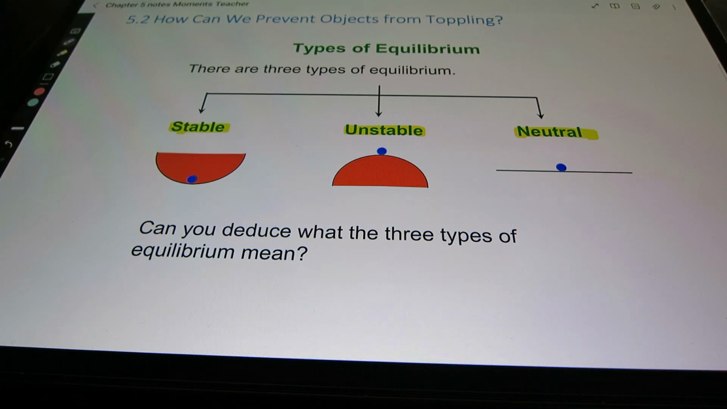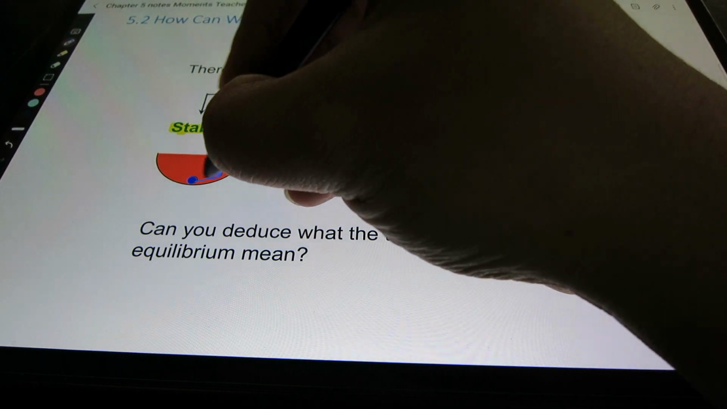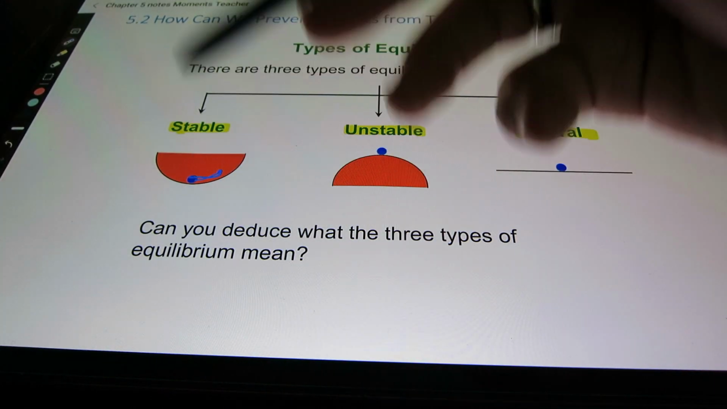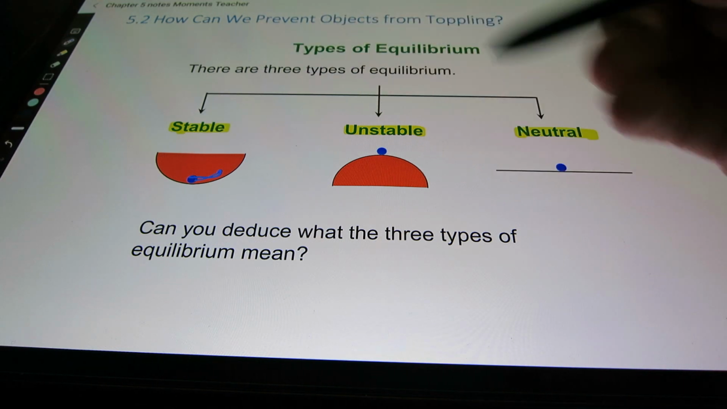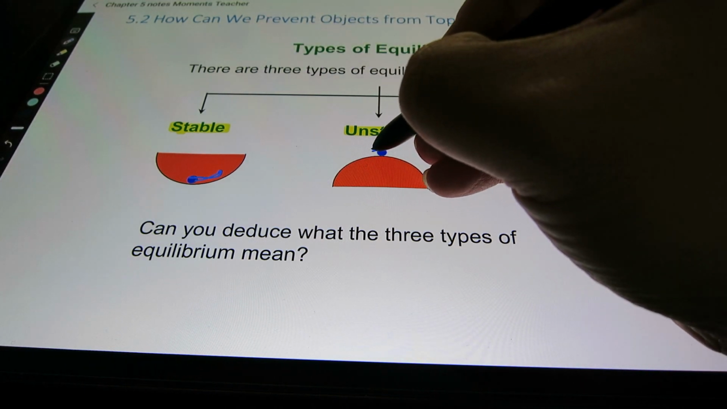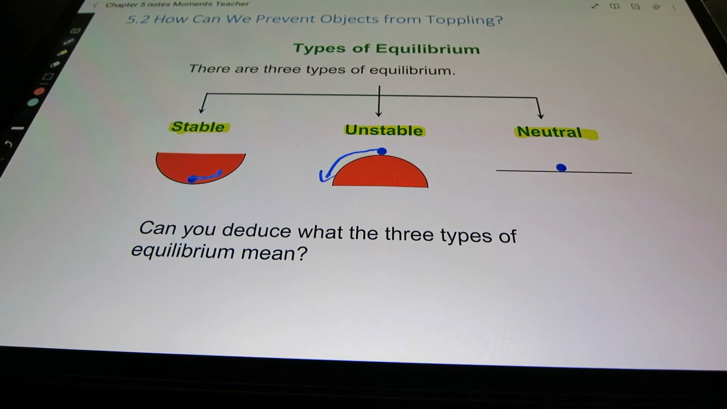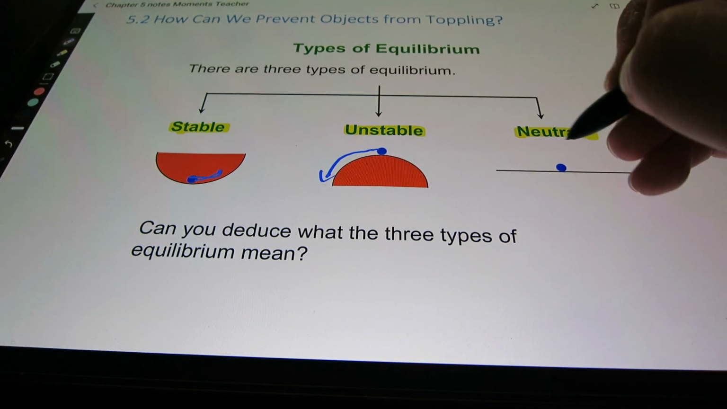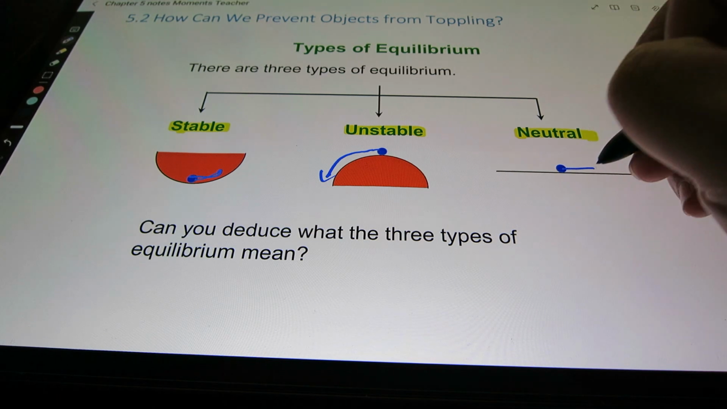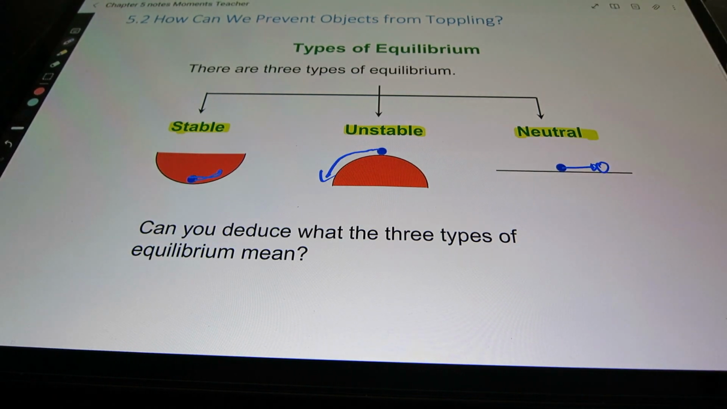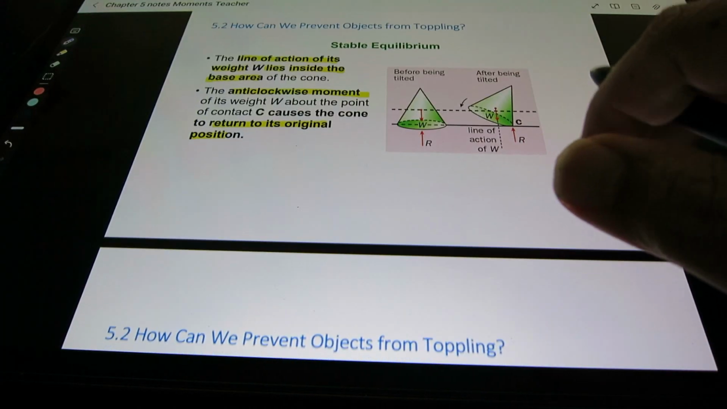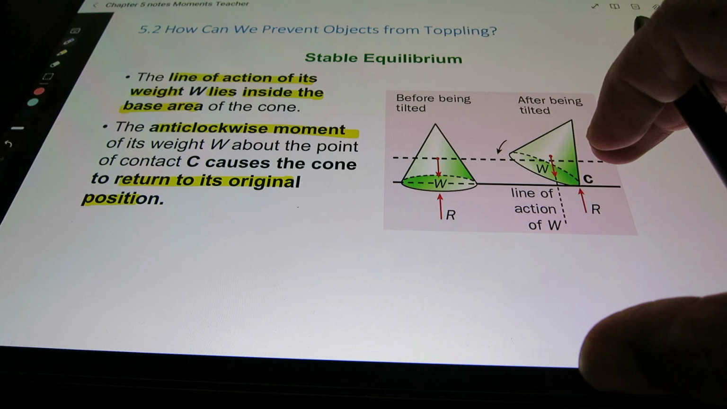Alright, so this is a diagram that we usually use to describe stable, unstable, and neutral equilibrium. A stable one is one where it will always return back to the original position. So we will always describe a stable object like this. An unstable object is one where I push a little bit, it will cause it to topple and fall away from the original position. A neutral equilibrium is where once I push it to the right, wherever I stop pushing, that's where the object will stop moving. So I'll show you examples of stable, unstable, and neutral equilibrium.